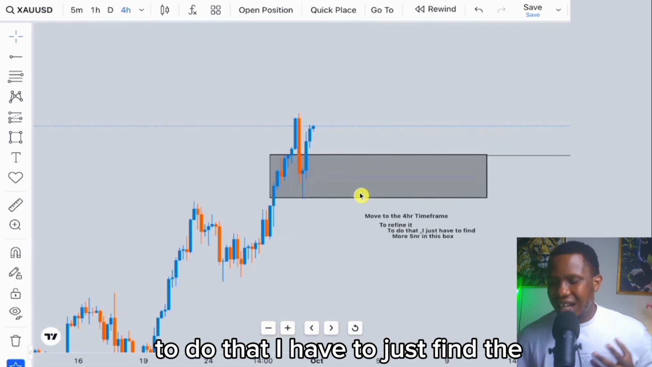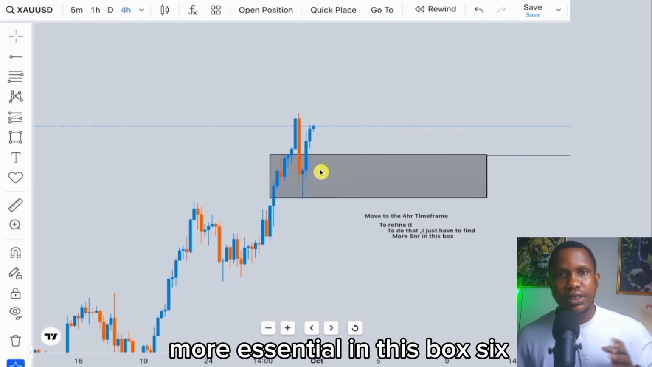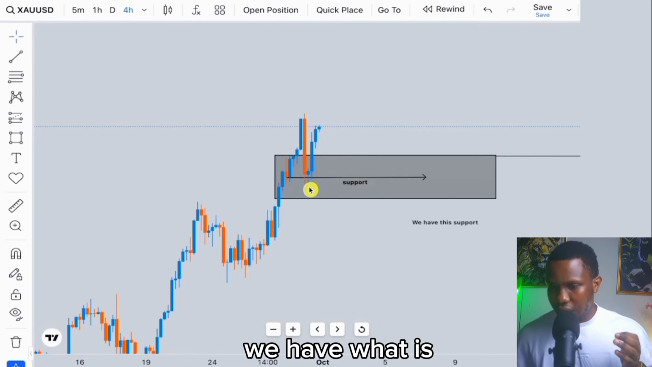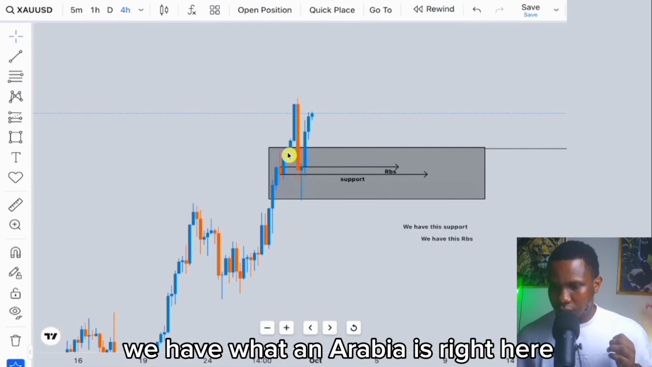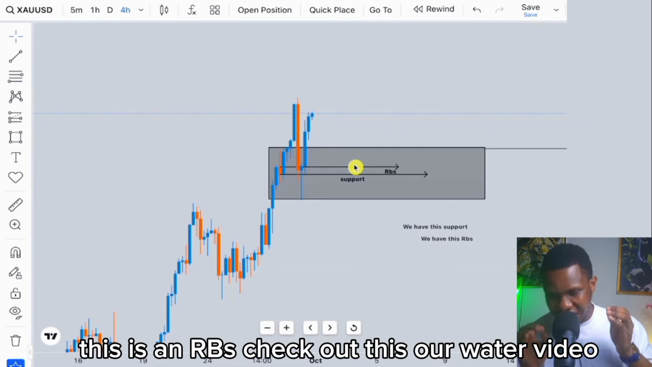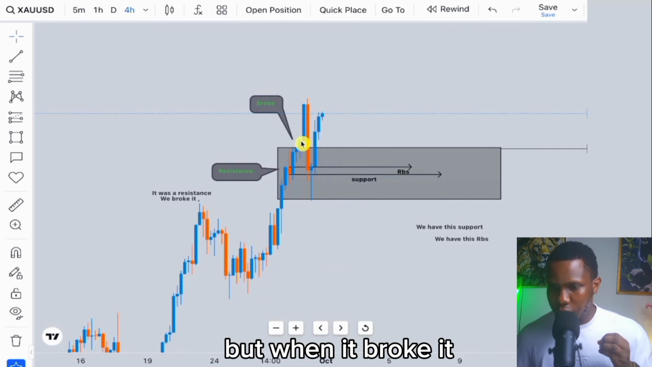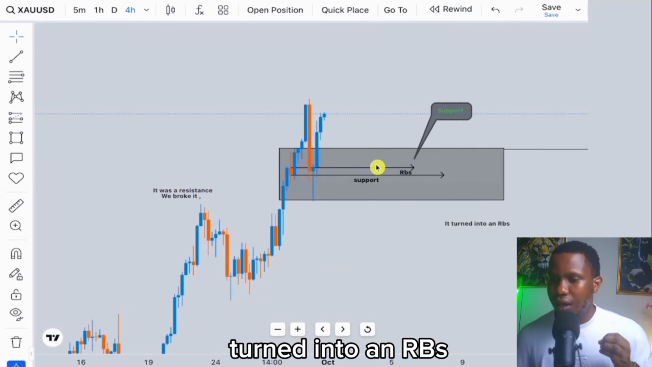To do that, I have to just find the more SNR in these boxes. Can you help me do that? We have support right here. We have an RBS right here. Also, if you don't know that this is an RBS, check out this video. Can you see what it was? First of all a resistance, but when it broke, it turned into an RBS.